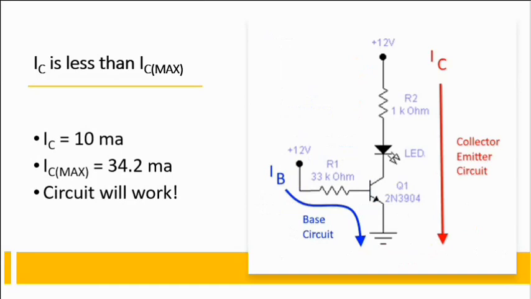So, big question, is the collector current less than IC max that we figured out, right? We want to make sure, does this circuit work? Well, the collector current was 10 milliamps. IC max is 34.2 milliamps. That's how much current the transistor can supply, and 10 milliamps is less, so this circuit will work perfectly fine.